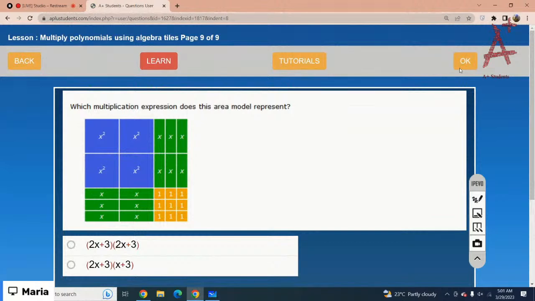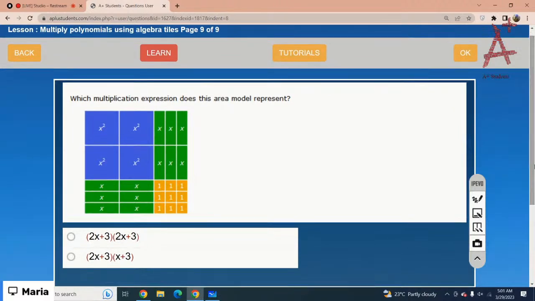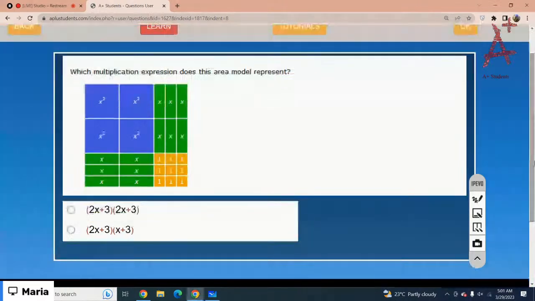Which multiplication expression does this area model represent? Please note down the time for this session for the next 2, probably 3 weeks. The time is same. I'm going to start at 7:50, because it's the holy month Ramadan and it's the Sahri time here. So I will start the session 10 minutes earlier. Note down the time, please.